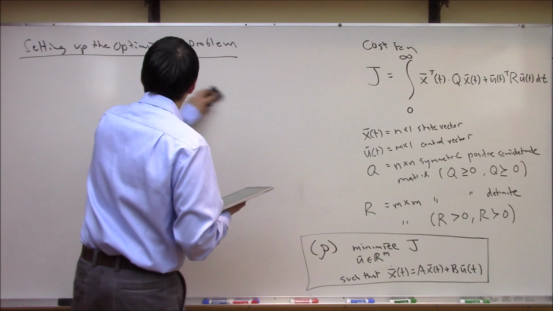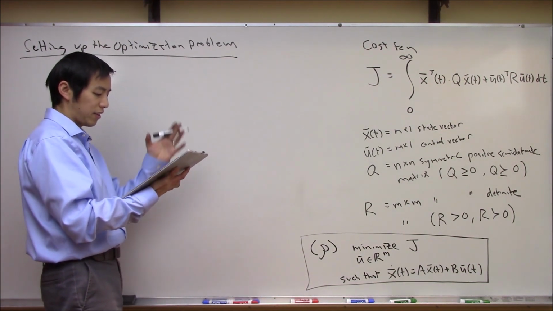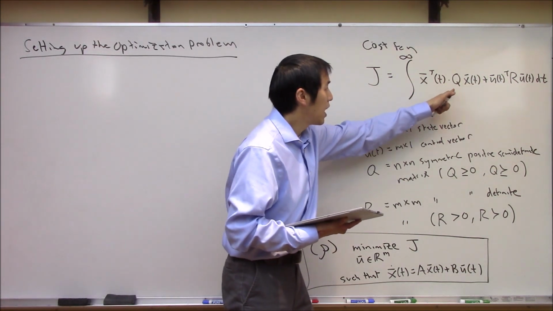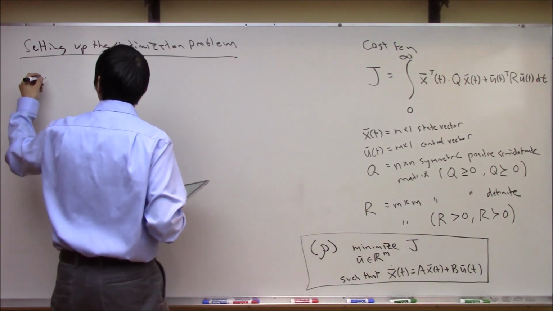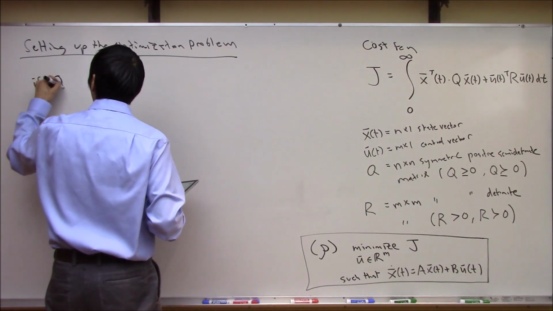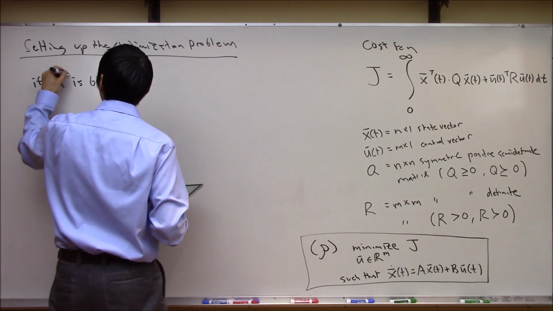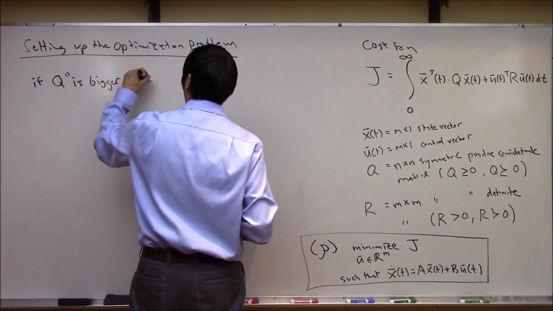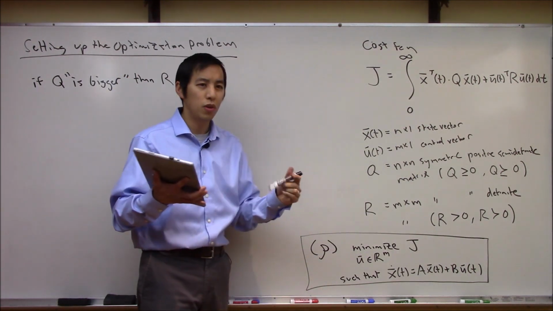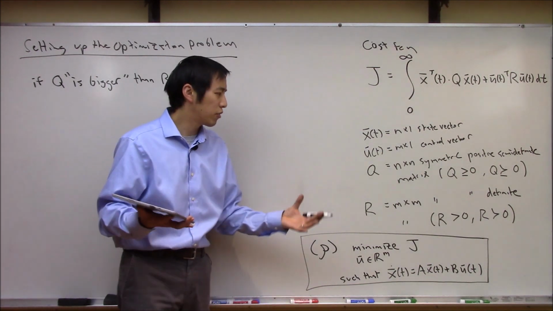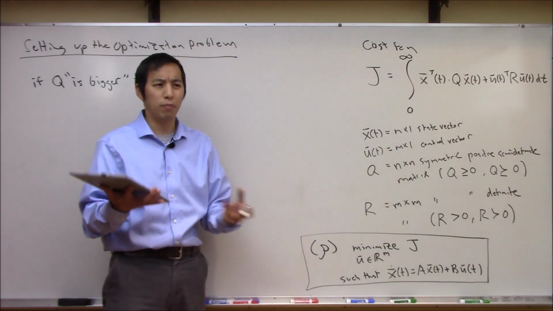In general, what you end up seeing here is that, roughly speaking, if Q is big compared to R, so maybe we should write that down, if Q is "bigger", let's put this in quotes, than R. The reason it's in quotes is because Q and R are two matrices. They're square and they're symmetric, but they're not even the same size. So how do you really say one is bigger than the other?